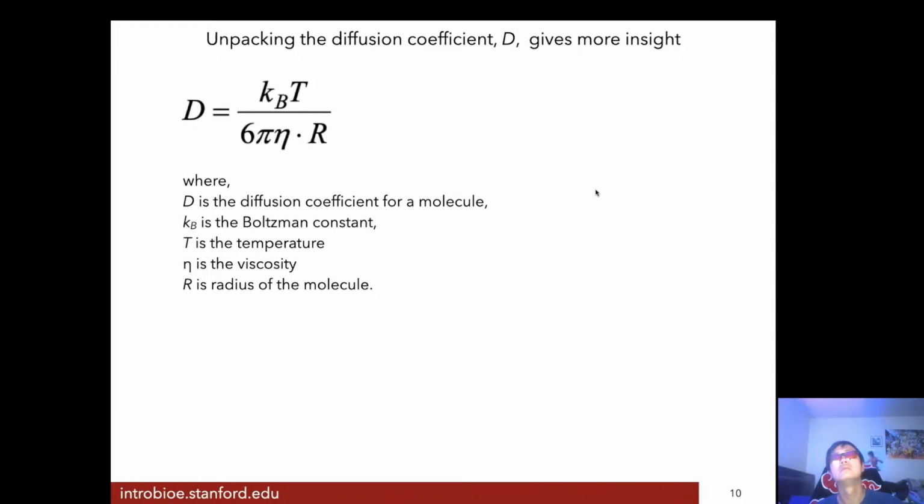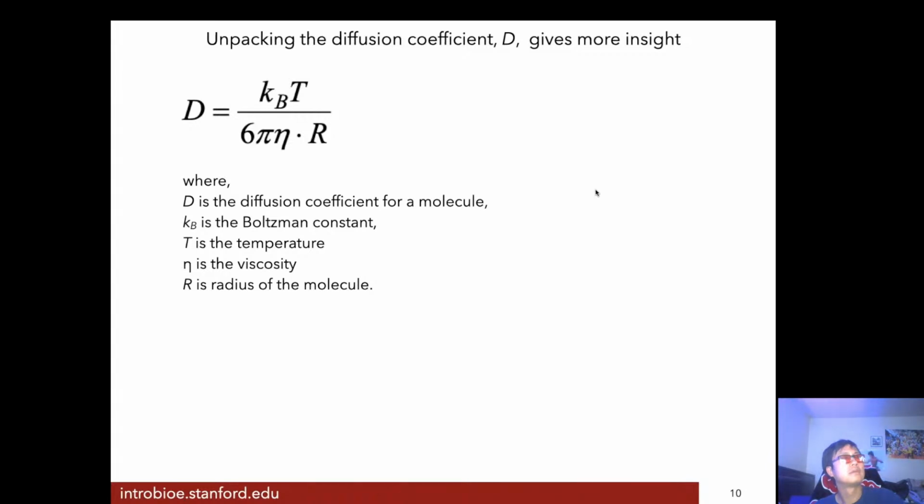We have 6, okay, that's a number. We have pi, that's a constant, another number. Then we have viscosity. Viscosity is how thick the fluid is. Think of syrup for a pancake. It's really thick. If we have a thick liquid, it's going to be harder for molecules to move around. So as viscosity goes up, the denominator increases, and diffusivity is going to go down. That makes sense.